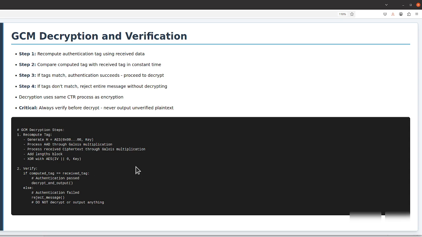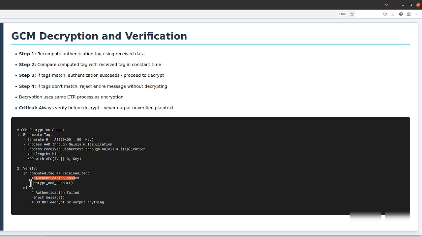They encrypt counter block 0 and XOR it with the accumulated value. This gives them a computed authentication tag. Next, the receiver compares the computed tag with the received tag. This comparison must be done in constant time to prevent timing attacks, but that's an implementation detail.